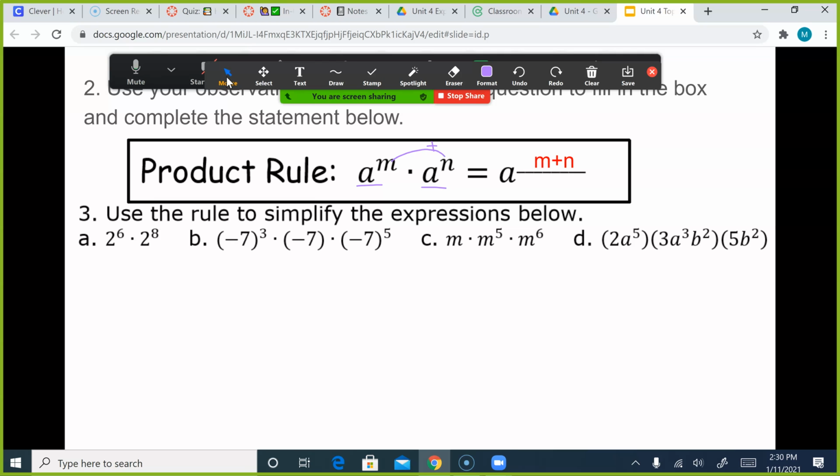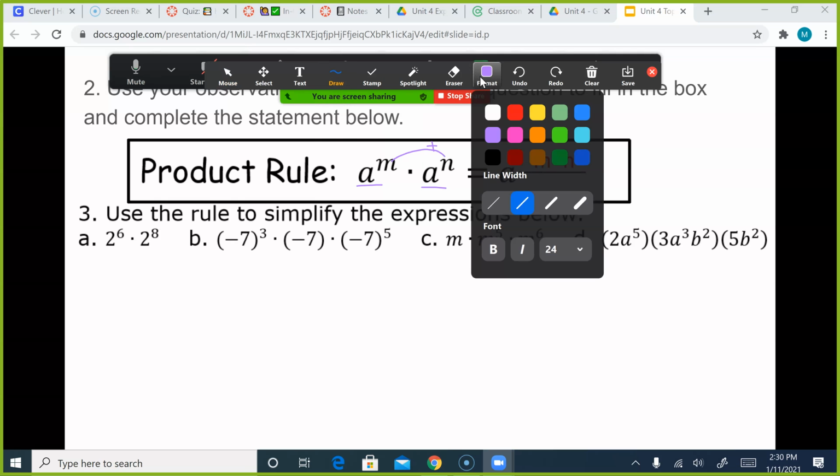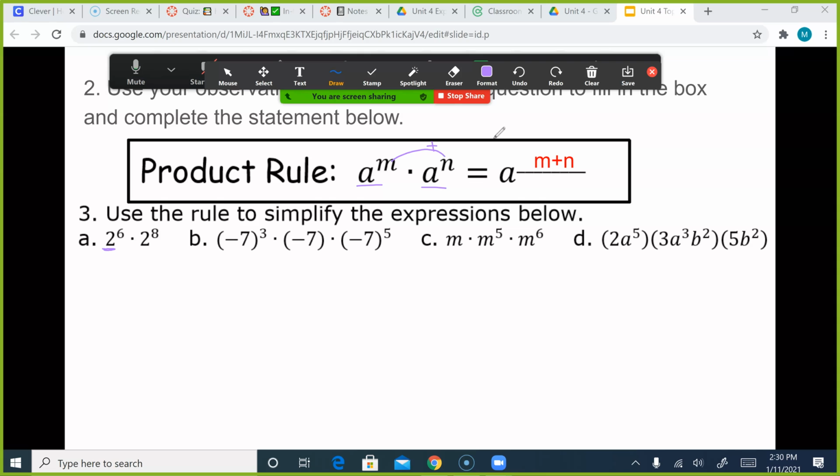So here for the first one, they both have a base of 2. And then I'm going to add these exponents together. I don't multiply the 2's. The base stays 2, but I add the 6 and the 8 and get 14. I don't care what that number is. The fact that I'm just adding them, it's a really, really big number. So we're just going to write them in exponential form.